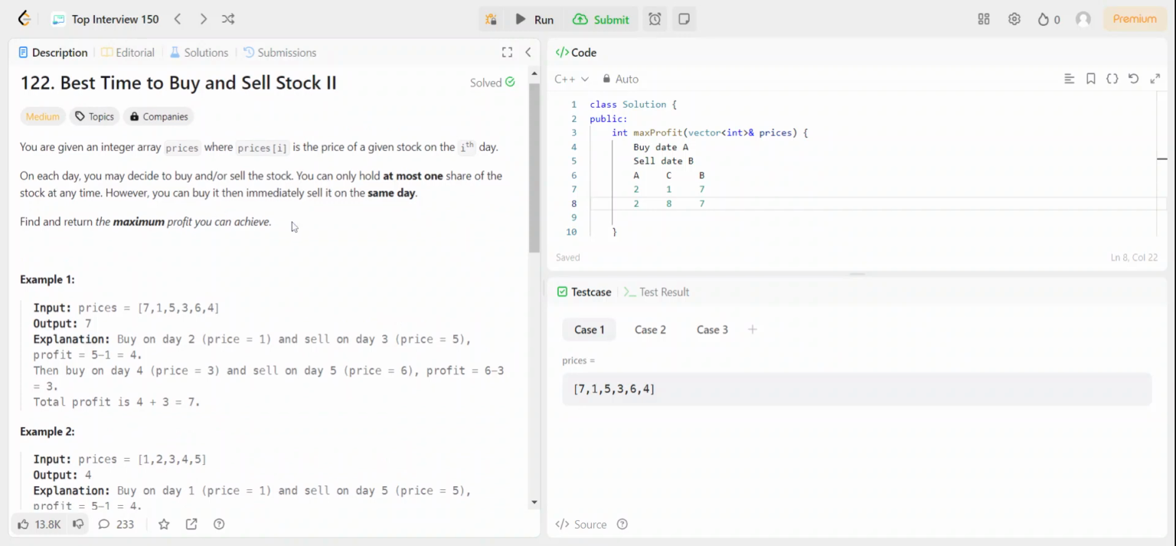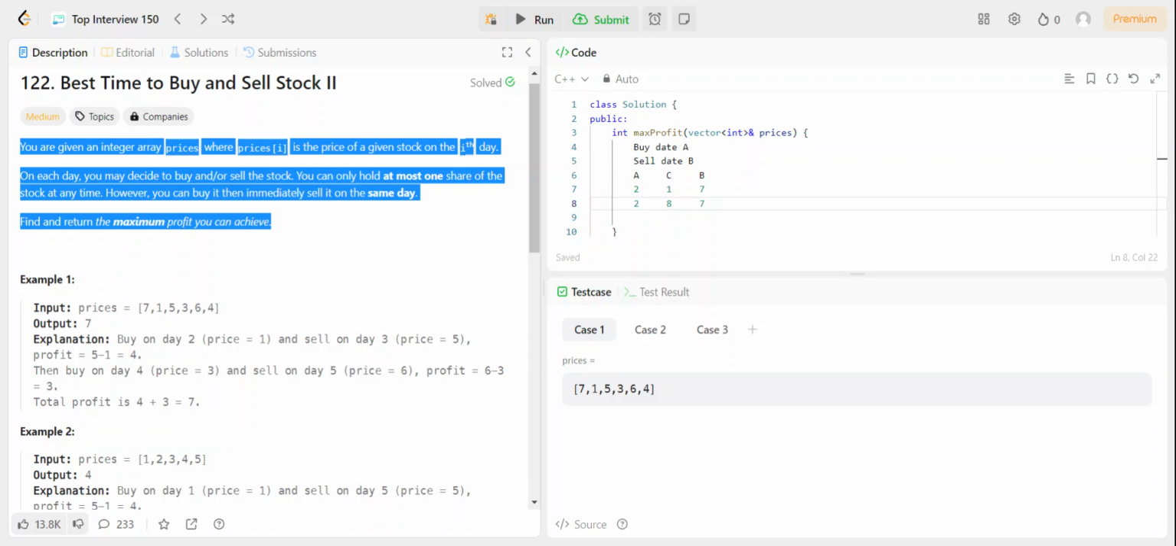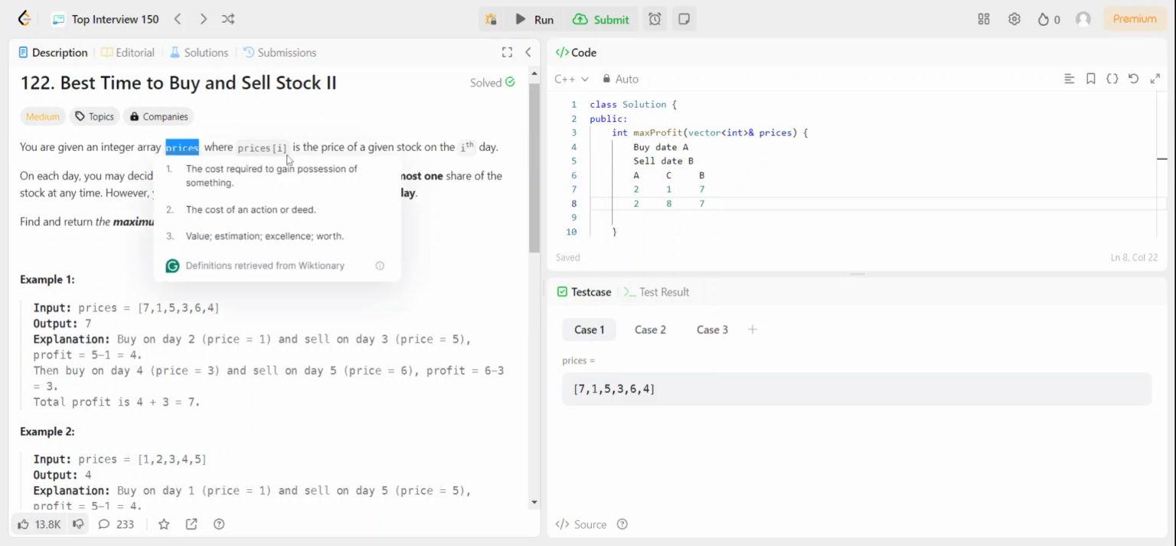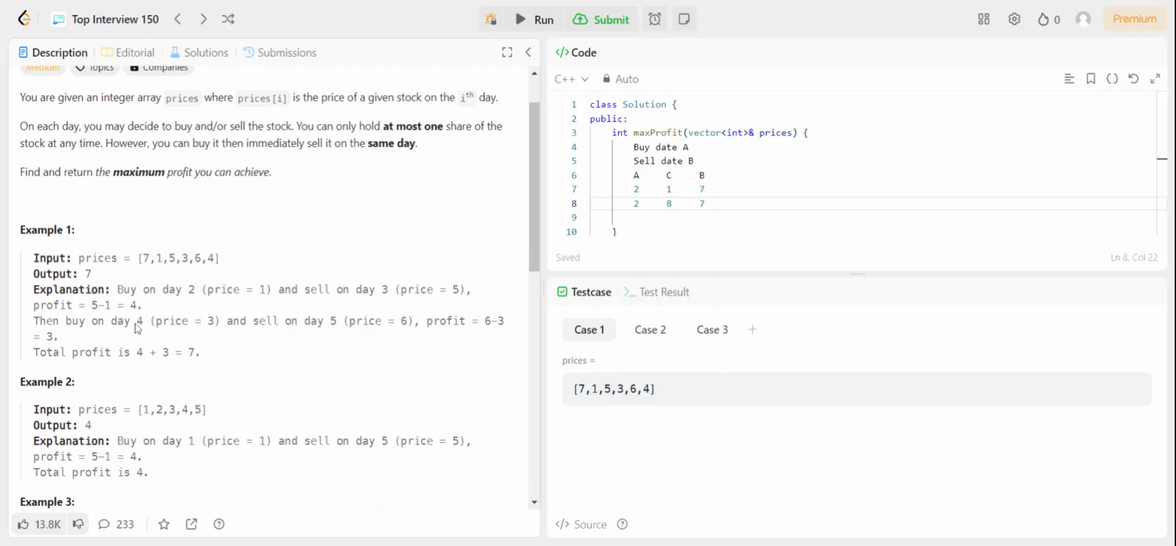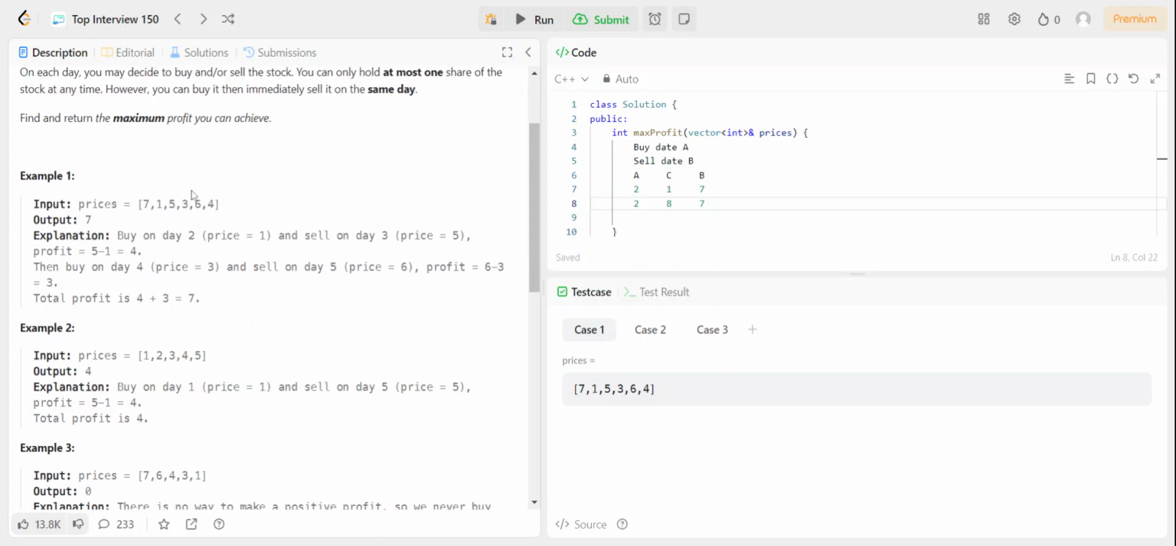Reading our problem description, we are given an integer array prices where prices[i] is the price of a given stock on the ith day. On each day, we may decide to buy and or sell the stock. We can hold at most one share of the stock at any time. We can buy and then sell immediately on the same day. We want to find and return the maximum profit we can achieve.